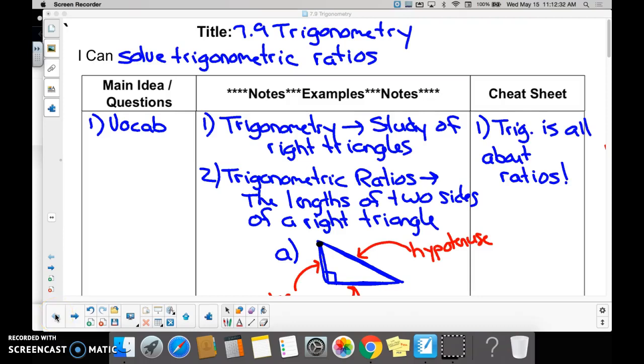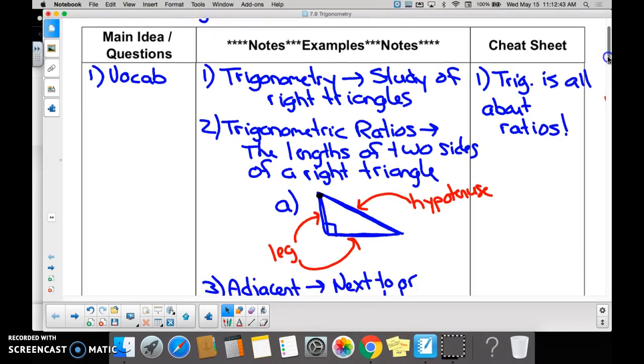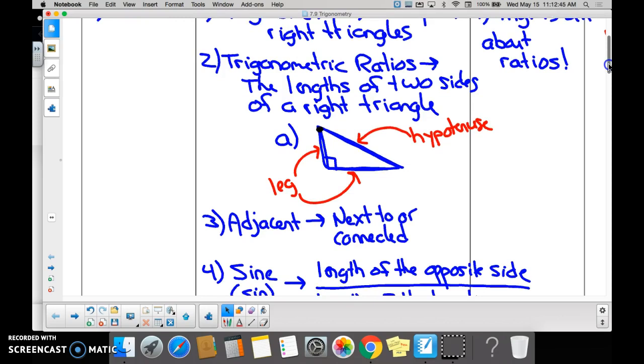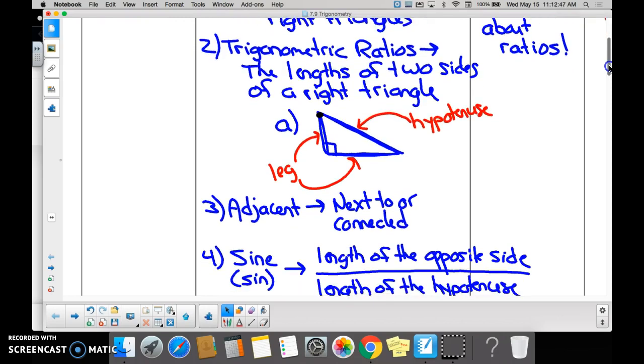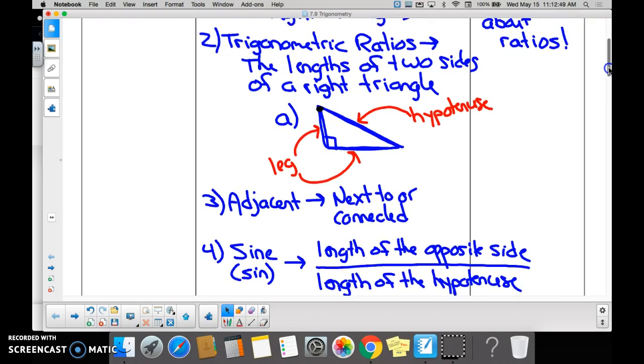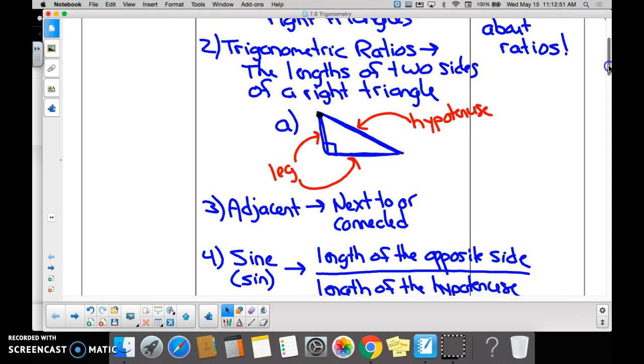2.9 trigonometry. I can solve trigonometric ratios. Nice job, Alexander. It's a hard word to say. Trigonometry is what, you guys? Study of right triangles. Excellent. And then a trigonometric ratio would be a comparison between two sides of that triangle, right? Does that make more sense now that we actually talked about it?